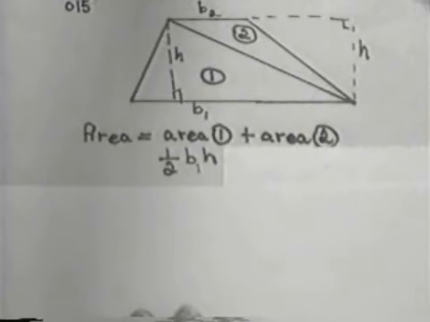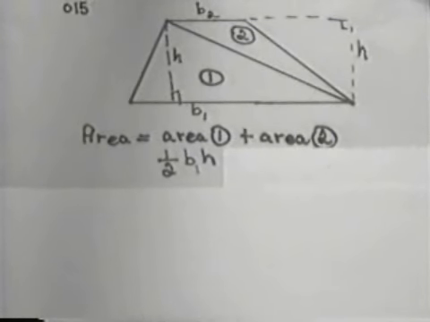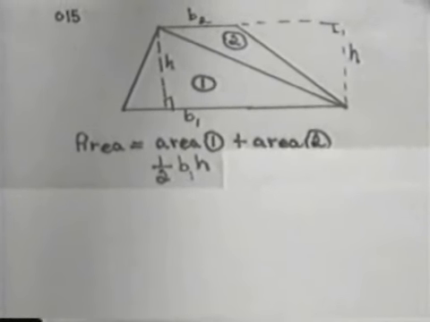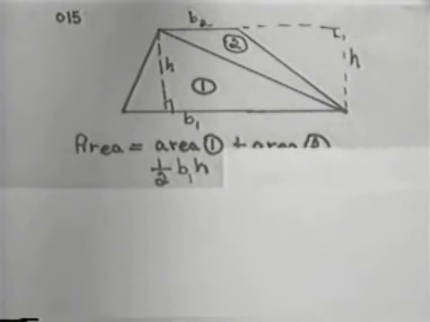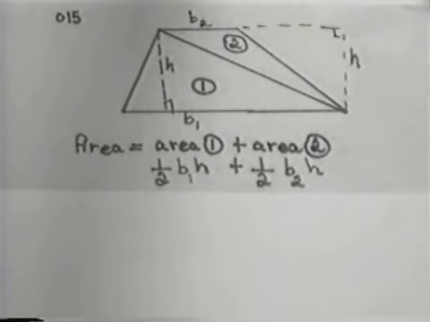So the area of the second triangle is going to be 1/2 B2, because we've got base 2, which is the top, times the height. So let's look at that. It's 1/2 B2 times the height. So the area of the whole trapezoid will be 1/2 B1 times height plus 1/2 B2 times height.